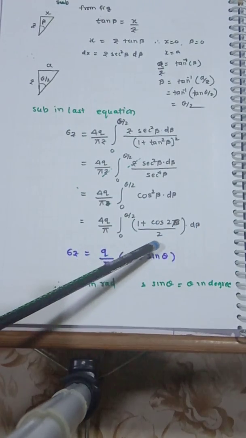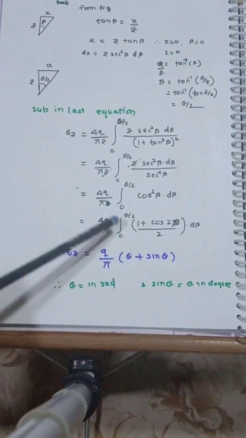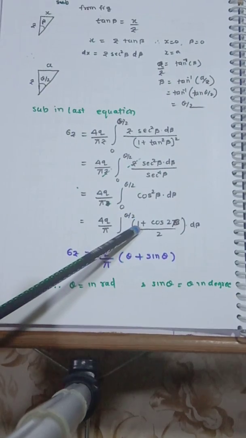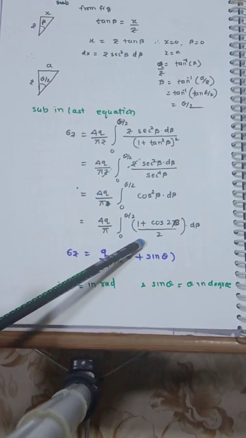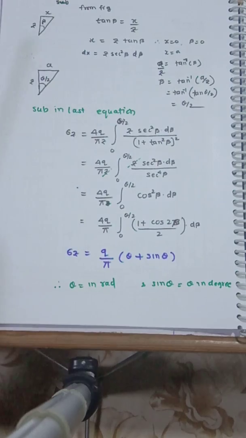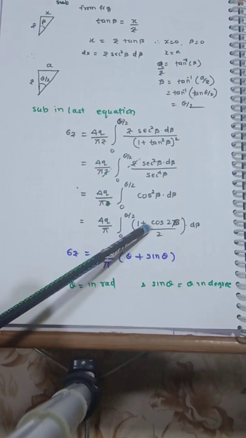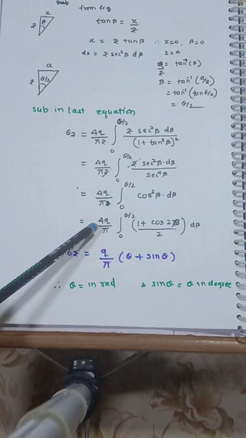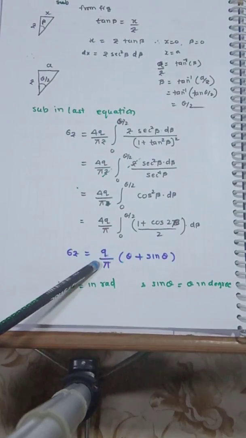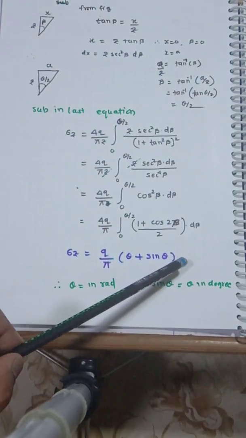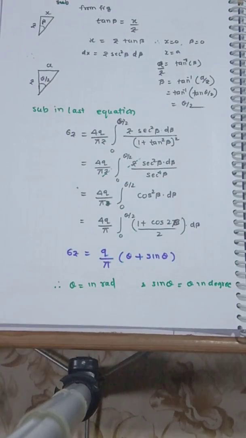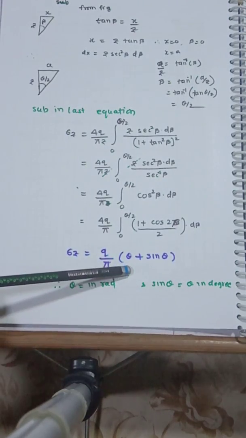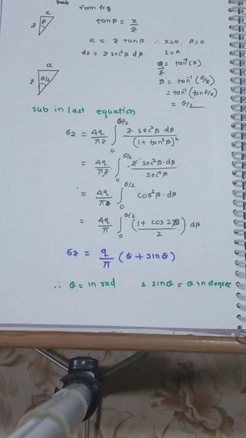After integration, this 2 becomes 2, and here when you substitute, it is theta by 2. So when I take out 2, this also gets cancelled. So here is also 2 sin 2 beta, so 2 is also cancelled. So the final form is q by pi times theta plus sin theta. So in this expression, this theta is in radian, this can be in degree.